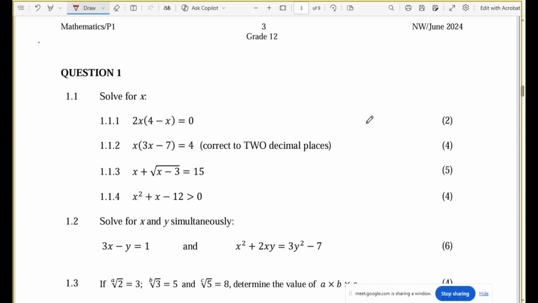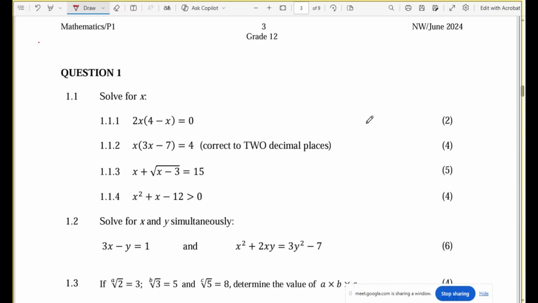I think 1.1.1 is already factorized, so what you have to do is solve for x. As you can see, it is 2 marks. And then 1.1.2 is a quadratic equation. When it says correct to 2 decimal places, you know you are going to have to multiply out, get a quadratic equation, then use the quadratic formula and solve for x to get your x values. I think so. Okay, thank you very much.